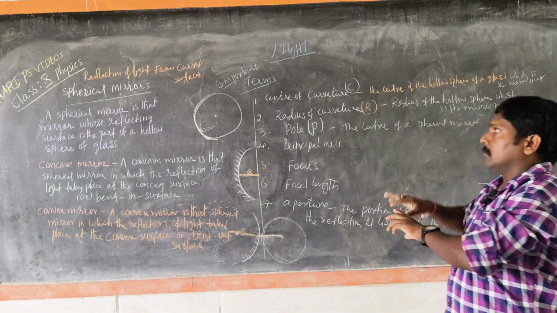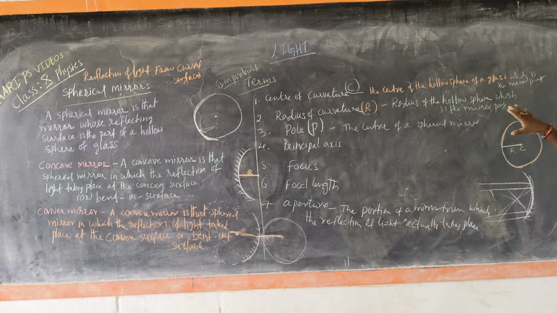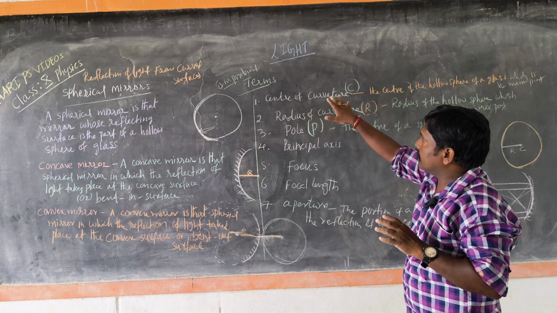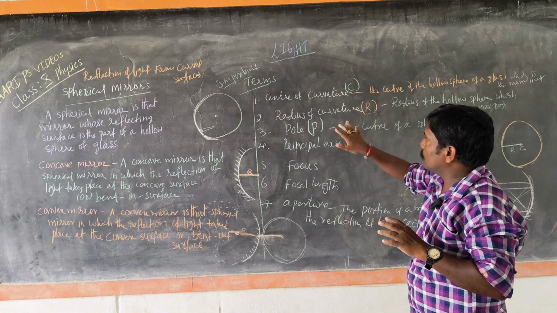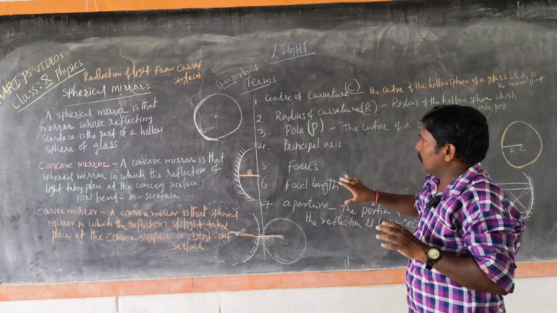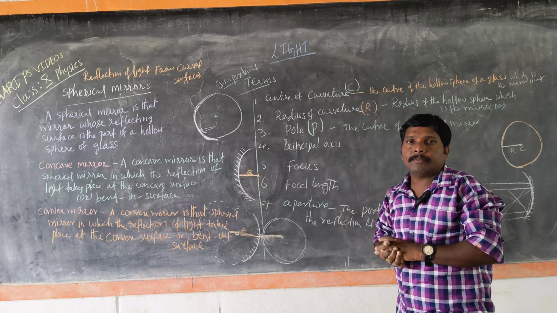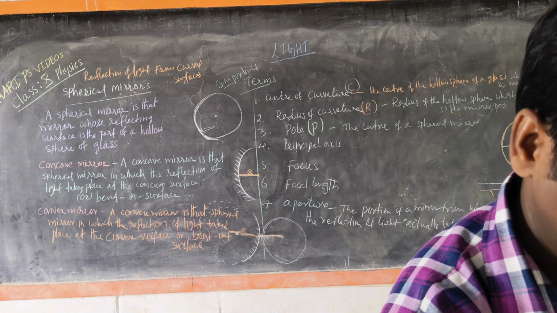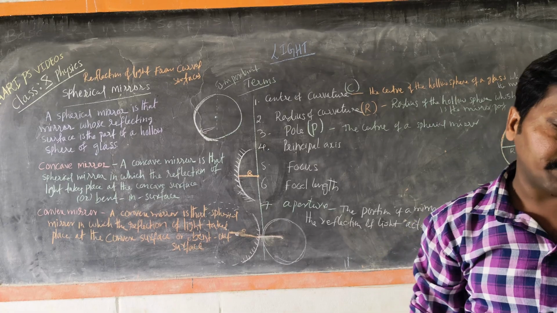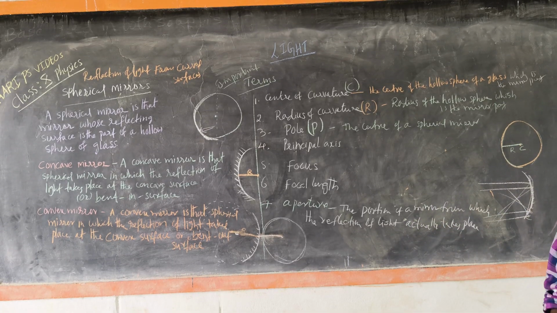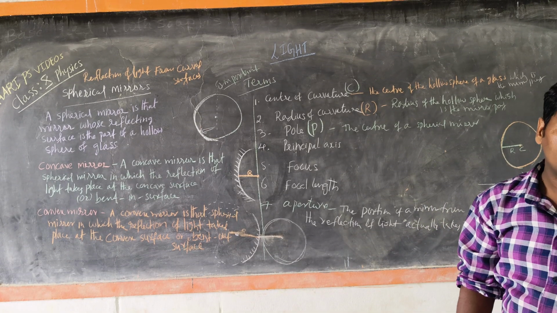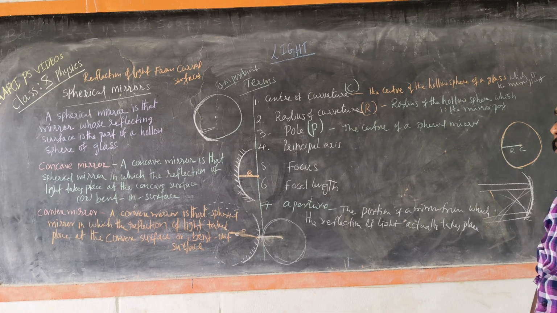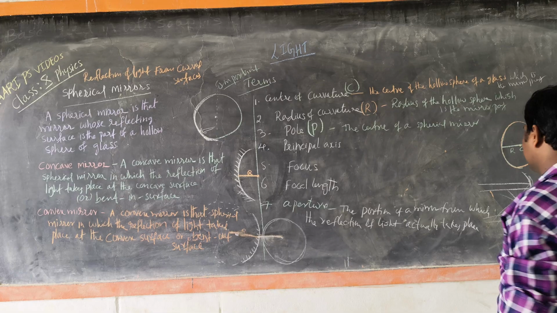Next, some important terms regarding spherical mirrors. We already discussed center of curvature, radius of curvature, pole, and aperture. Let us discuss what is meant by the principal axis. The straight line passing through the center of curvature and the pole is called the principal axis.